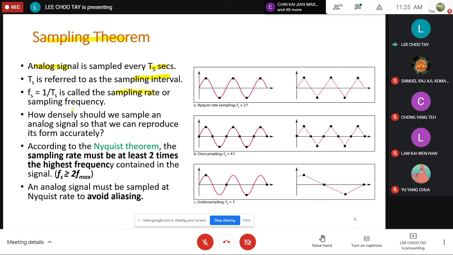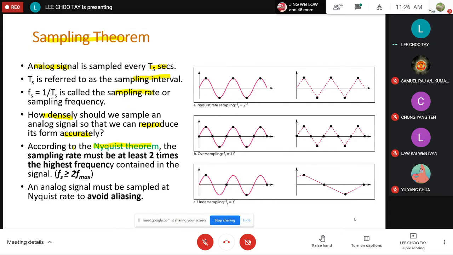So the question is, because pulse modulation requires sampling of the modulating signal, we need to ask ourselves how densely or how frequently should we sample the signal, so that we can represent the signal accurately and reproduce it accurately later on as well. And of course, I believe you have studied this in your DSP course, and we need to make use of the Nyquist theorem.